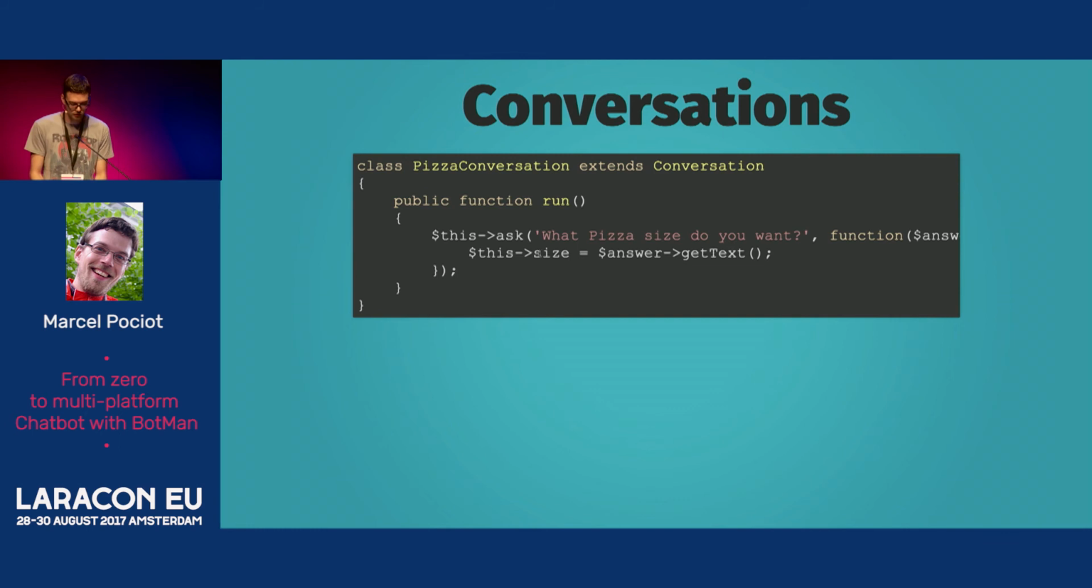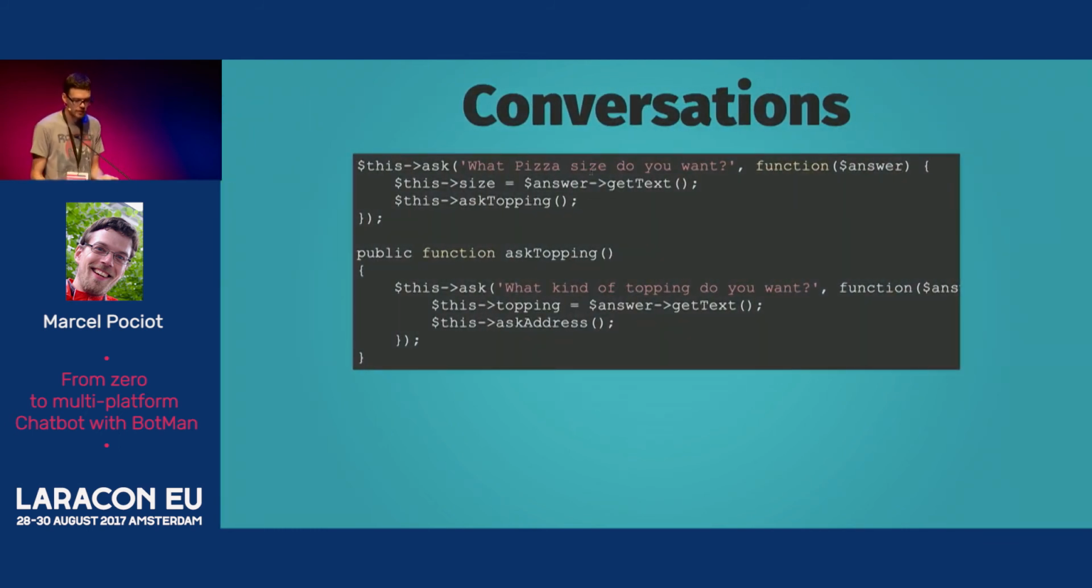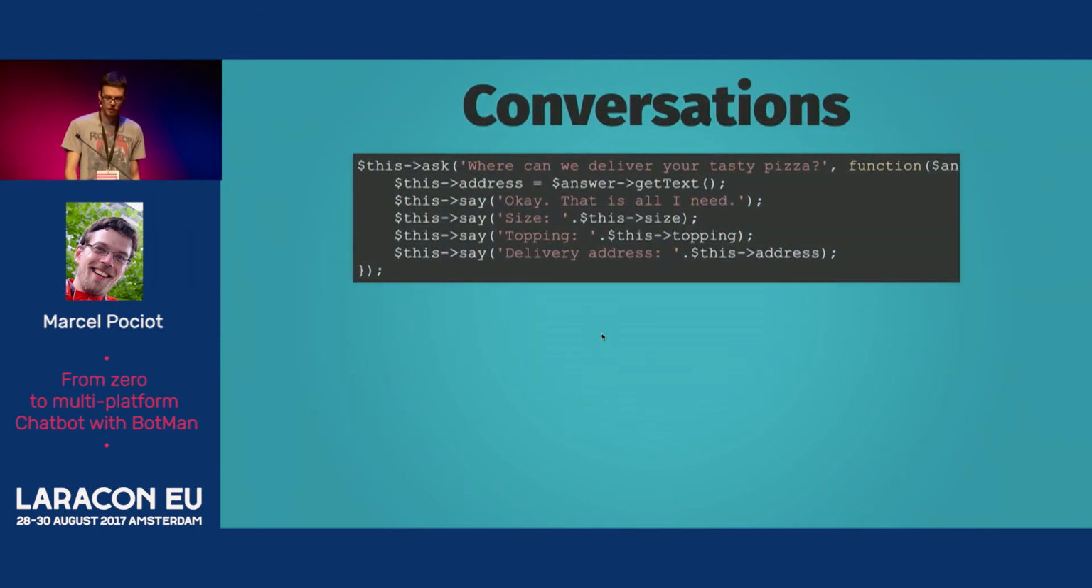And so what you would do is, inside the what pizza size do you want question, once you receive the answer, you would ask the next question. So here we would ask for the topping. What kind of topping do you want? Then again, we take the answer and ask for the address. So that's how the conversation flow works with BotMan. You just ask, receive the answer, and then ask again. And in the end, since we stored all the previous answers in the properties, we can just dump out the information.